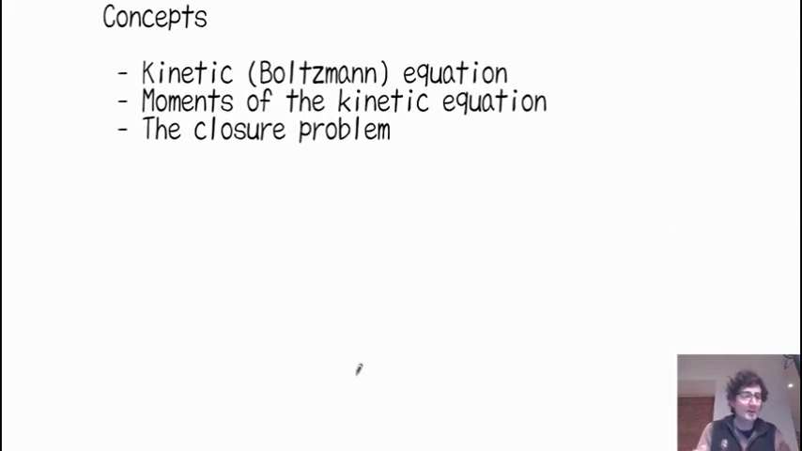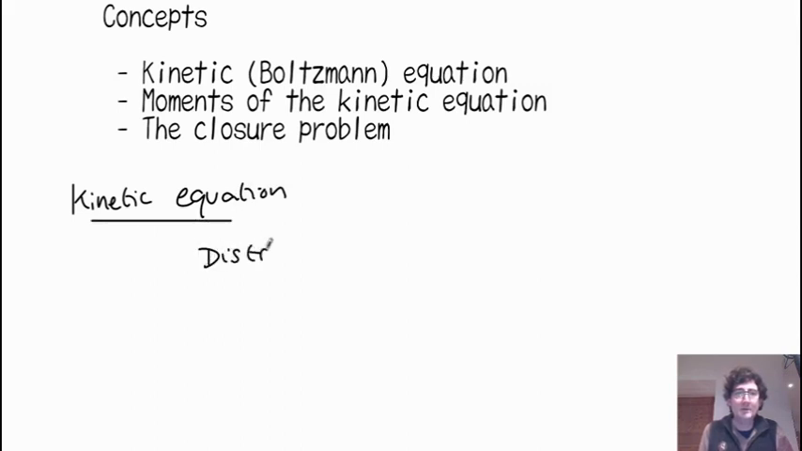So the kinetic equation describes the distribution of particles, so how many particles have a particular position, how many particles have a particular velocity. This is kind of like a probability density function in a way. So what we have is a distribution function, and this is some function of time, velocity, and space.